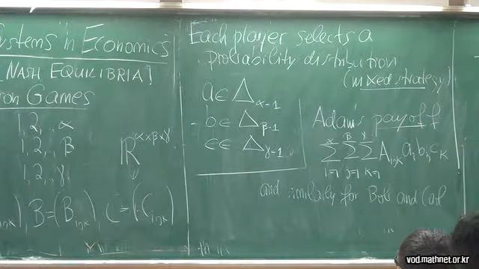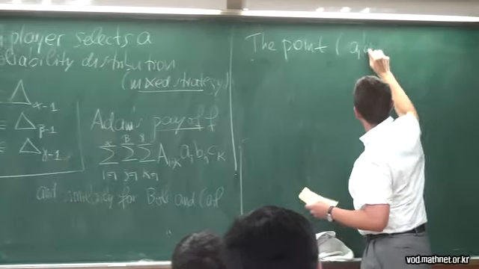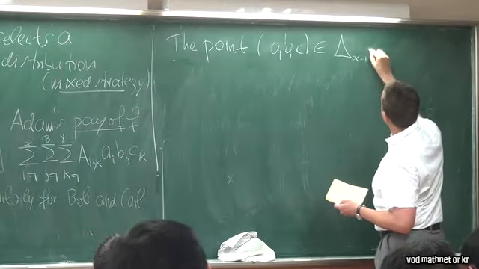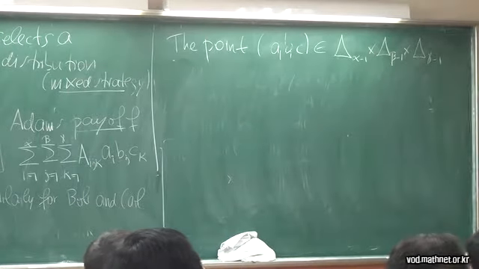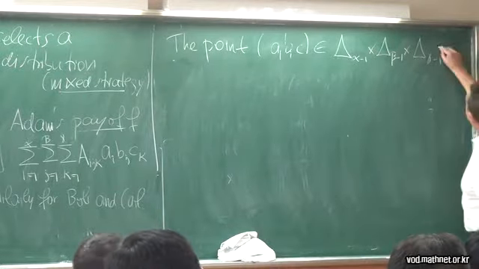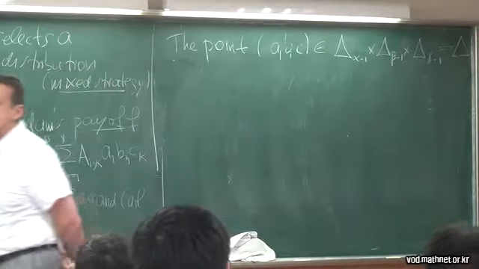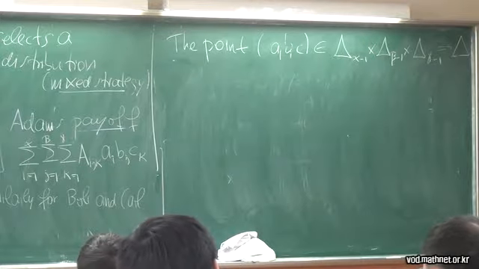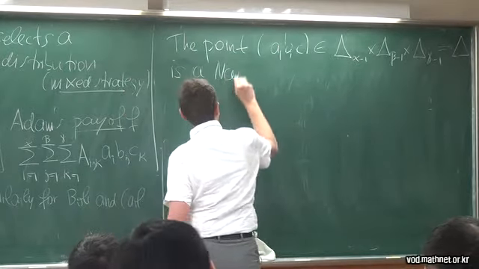And so here is the key definition. Collectively, they choose a point (a, b, c) inside some big polytope, namely the direct product of the simplices: Adam's simplex times Bob's simplex times Carl's simplex. All together, that gives a big polytope that I call delta. So collectively, they're choosing a point in this closed compact polytope delta, some high-dimensional Toblerone, a direct product of simplices. And we're going to say this point is a Nash equilibrium. That's our key definition.